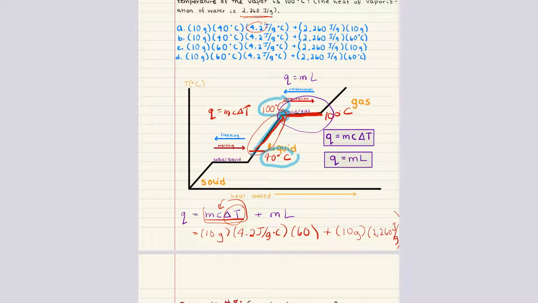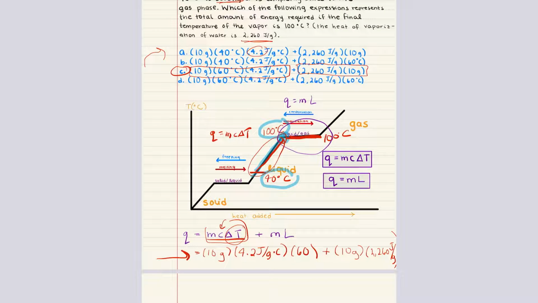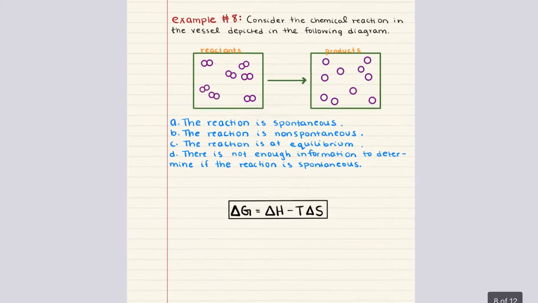And the nice thing about this problem is that we actually don't have to calculate anything because our answer choices are not numbers, they are expressions. And so we just need to find the expression that matches what we just wrote, and that is going to be answer choice C. So we notice our first portion of this expression is our Q equals mc delta T expression, and then the second part is the mL segment for our process. So again, the correct answer for 7 is going to be C. Moving on to problem 8.